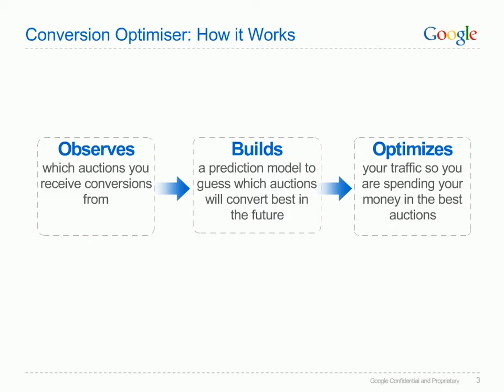Conversion Optimiser then uses the prediction model to optimize your traffic so you're spending your money in the best auctions. It essentially better matches your ad with the customers that are looking for it, helping you avoid unprofitable clicks and get you as many profitable clicks as possible.